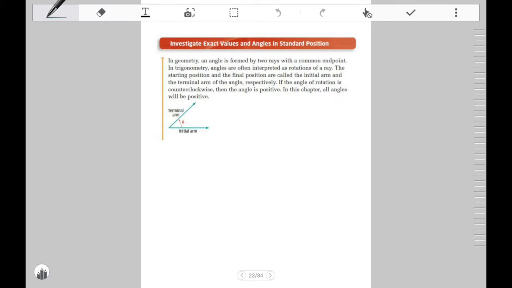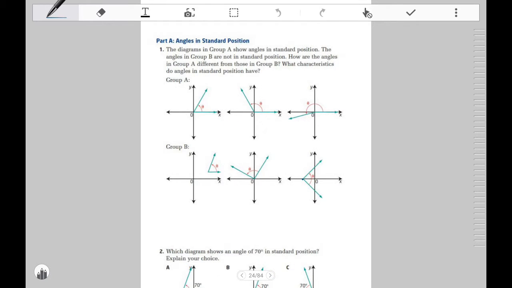When you're doing the investigation in the following pages, I want you to use the terms initial arm, angle, and terminal arm. In all cases, the angle will be going counterclockwise from an initial arm. That'll be done to try and keep things simple. You need to use the terms initial arm and terminal arm to help you describe things in the investigation. Turn the page. Start here.